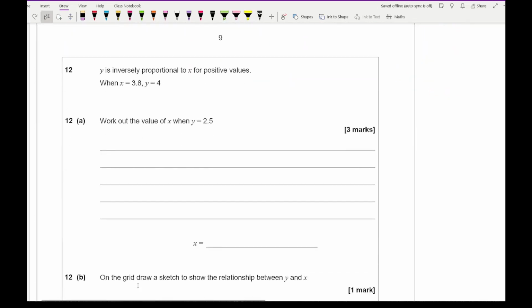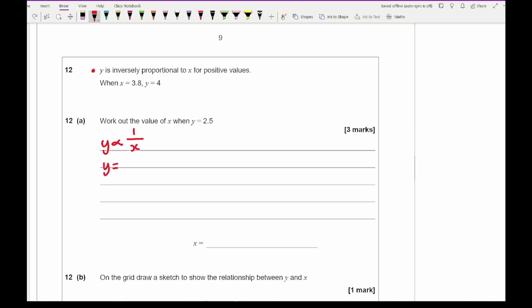Moving on to question 12, it says that y is inversely proportional to x for positive values. When x is 3.8, y equals 4. Work out the value of x when y equals 2.5. So the first thing we need to do is write this using mathematical notation. So y is proportional to the inverse of x.